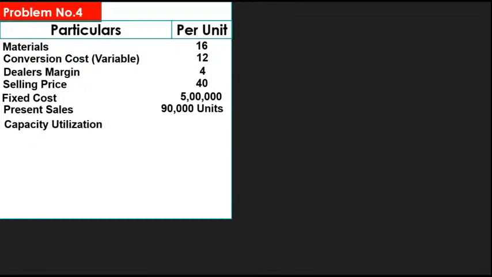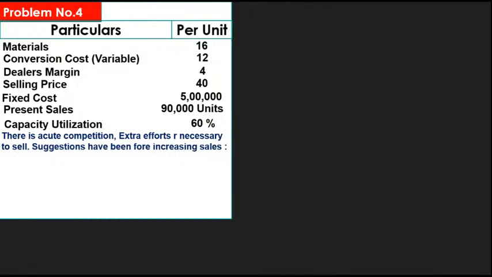Next one, fixed cost. How much rupees? 5 lakh. Present sales 90,000 units. Capacity utilization 60%. There is acute competition. Extra efforts are necessary to sell. Suggestions have been made for increasing the sales.